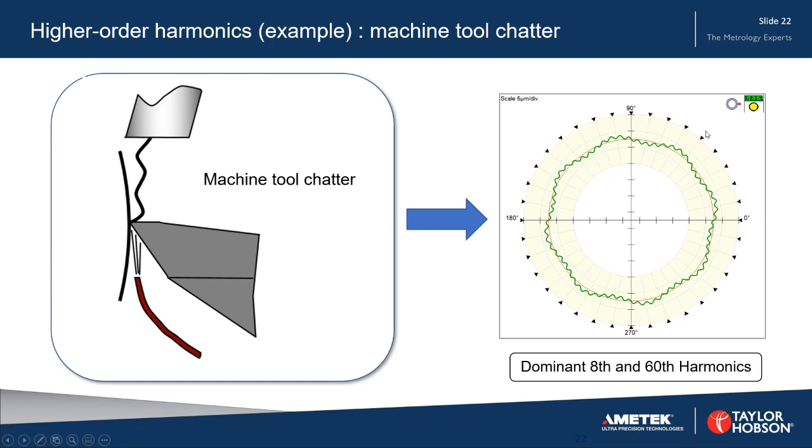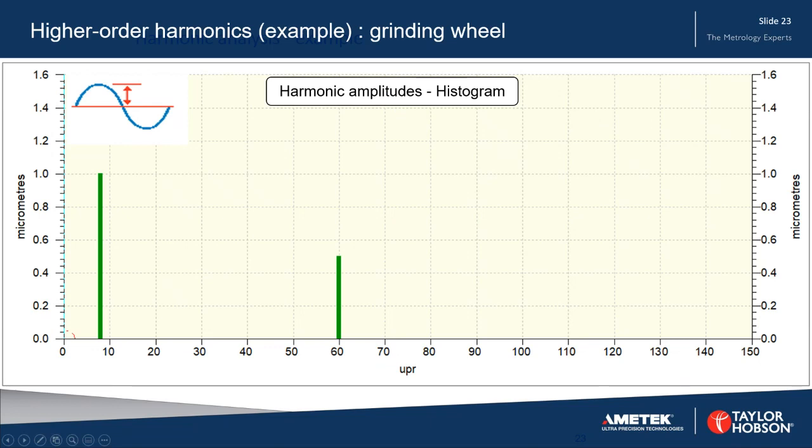Now, it isn't always so obvious as that, but harmonic analysis can allow us to separate those out, to see really how much of this 8th harmonic we have, how much of this 60th harmonic we have. And so here it is in this particular case. Here is the harmonic histogram, showing that the 8th harmonic has a micron of amplitude. Amplitude is measured from the center to the peak. It can also be expressed as wave depth, from the peak to the valley. And the 60th UPR, the 60th harmonic, is at 0.5 microns.